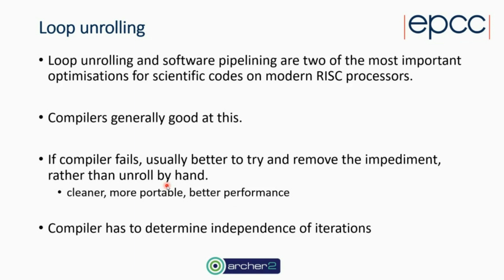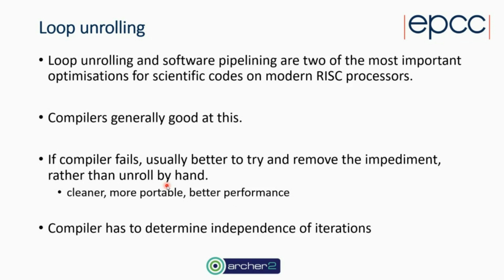Loop unrolling and pipelining are very important for the processors we use at the moment. Compilers are very good at loop unrolling, but sometimes they don't work. And so you can look at the reports that you get out of a compiler about how well it is doing and what kind of loop unrolling it's doing, and you can find loops where it's not unrolling loops.